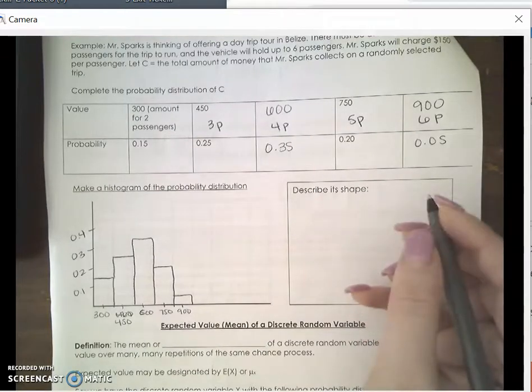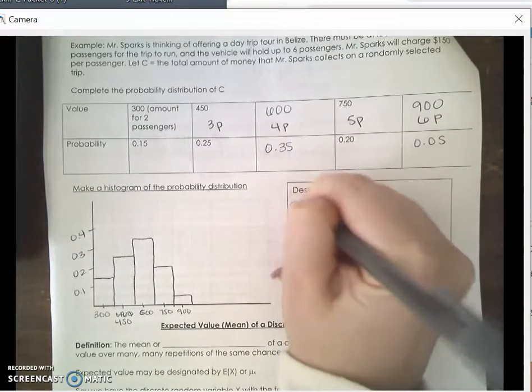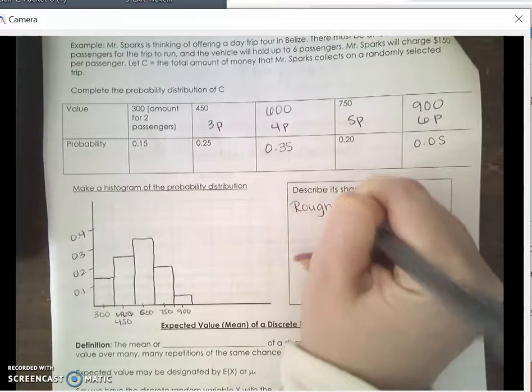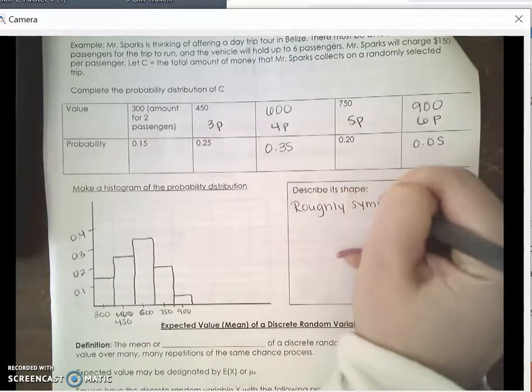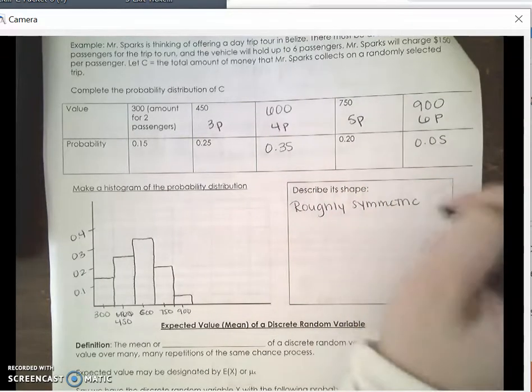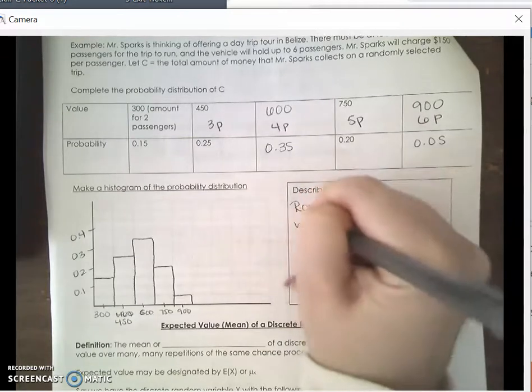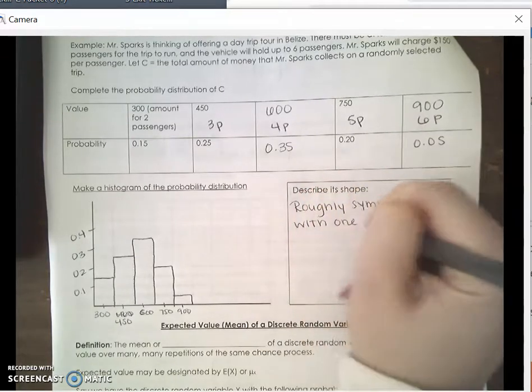So our shape here, I would say this is roughly symmetric with 1 peak.